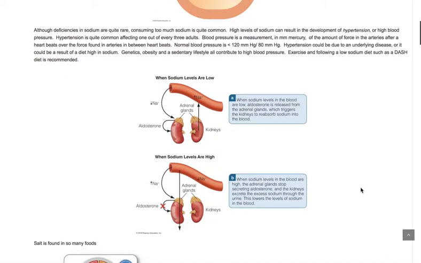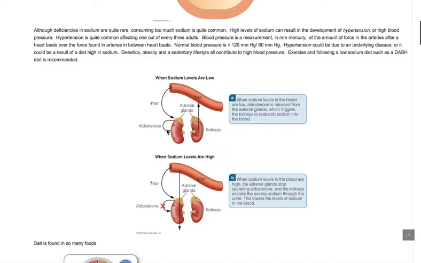Another way that your body maintains sodium is by the hormone aldosterone. When sodium levels are low, this little hormone is made in the adrenal glands, which are located right on top of your kidneys. I know it kind of looks weird, doesn't it? But it's an endocrine gland located right on top of your kidneys. It actually has two parts, an outside part and an inside part. It's the outside part that makes the aldosterone.